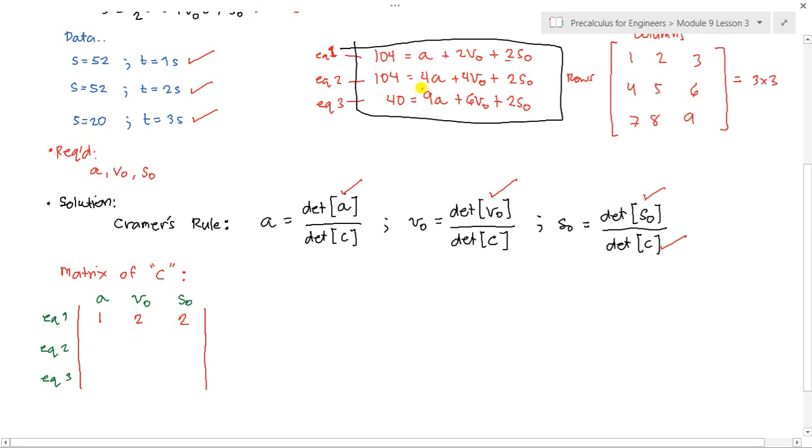How about in equation 2? We have for A that is 4, and then for V naught 4 also, for S naught 2. For equation 3 we have 9, then 6, then 2. Have you followed the pattern?